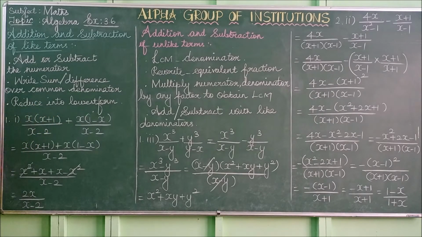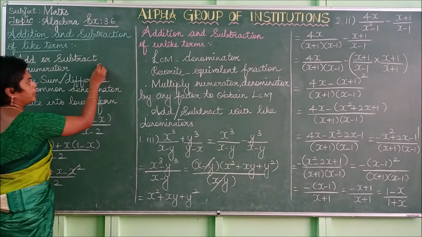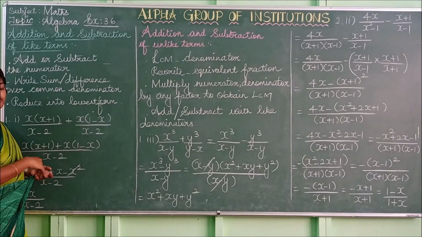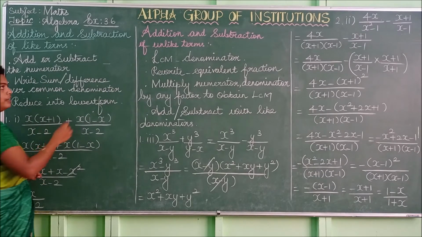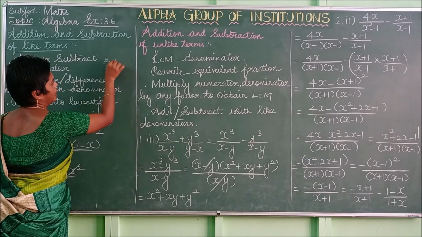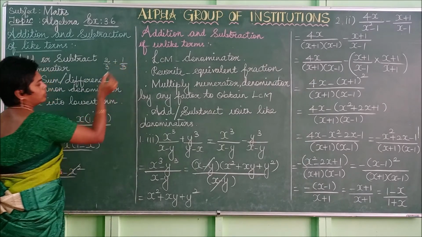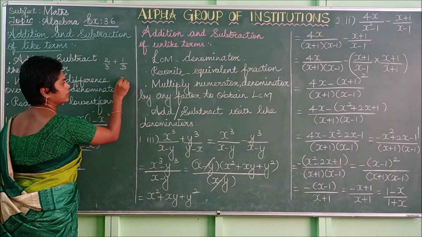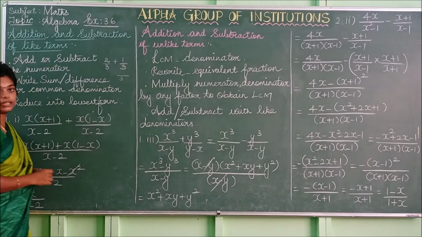After adding or subtracting, you get one value that must be reduced. For example, if you are adding, now I am taking just numbers; afterwards we will see the algebraic values. So listen, now I am taking 2 by 3 plus 1 by 3. Both the denominators are the same, so you consider 3 as the denominator.